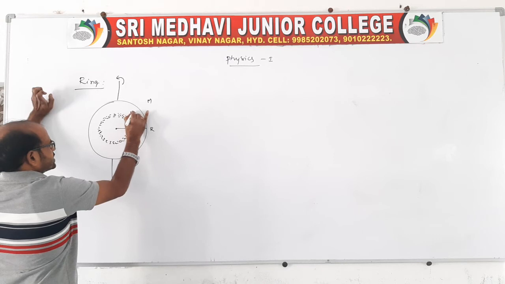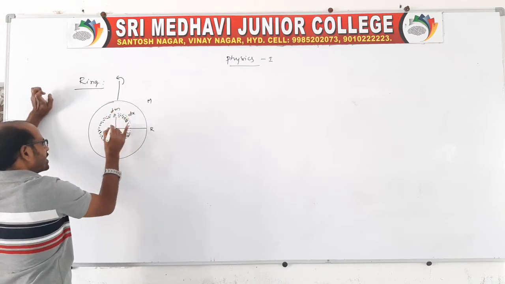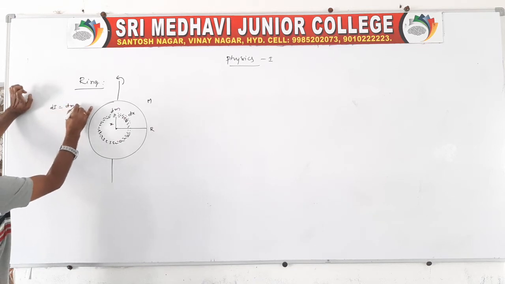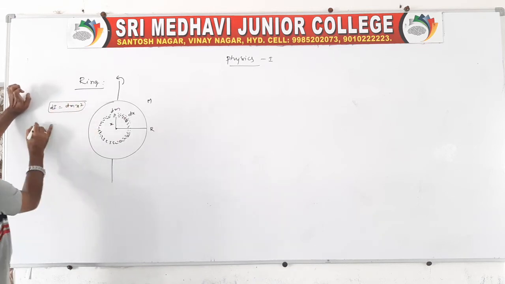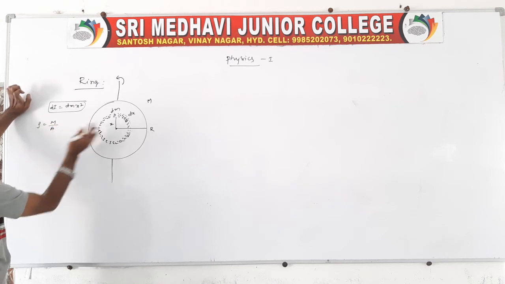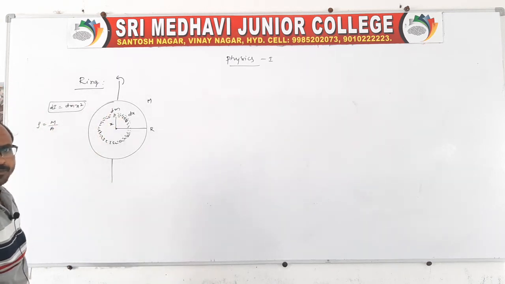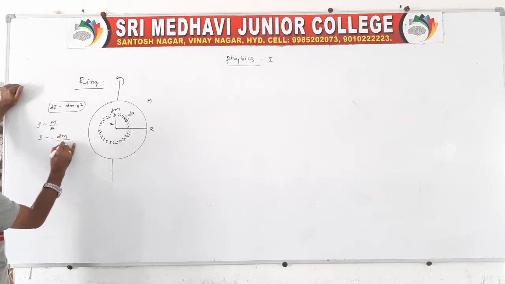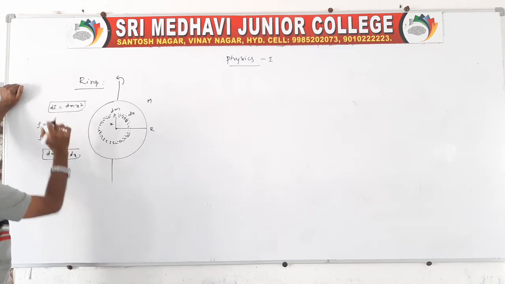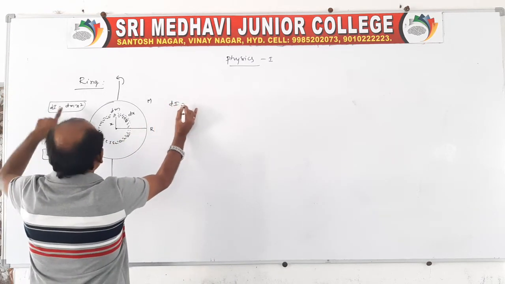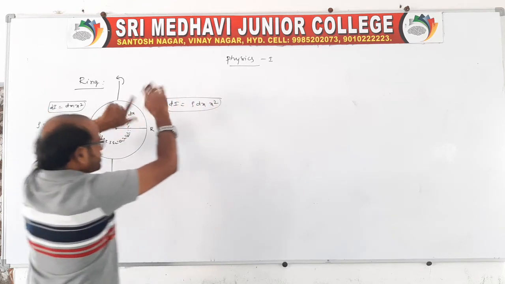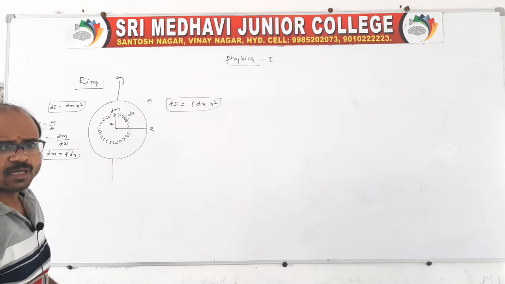For this, the thickness is dx, the mass is dm, and it is located at distance x. Of course, for a small ring, dI is dm into x square, right? And you write density as mass per unit area, because for a ring, area is there. Like that we can take a small strip, dm by dx. dm is equal to rho into dx. Again you write here dI is equal to dm, which will be rho into dx into x square. Again you apply the same integration method, right?